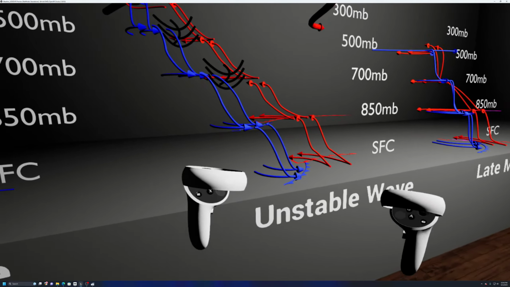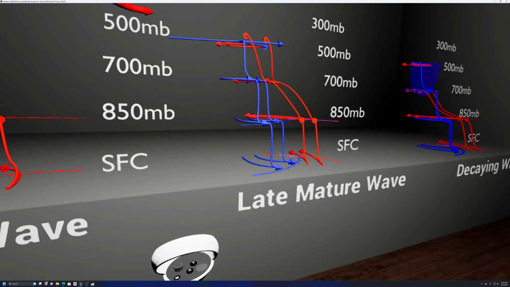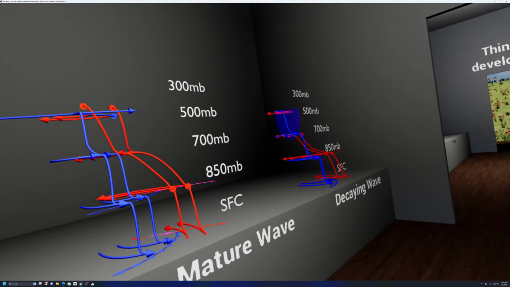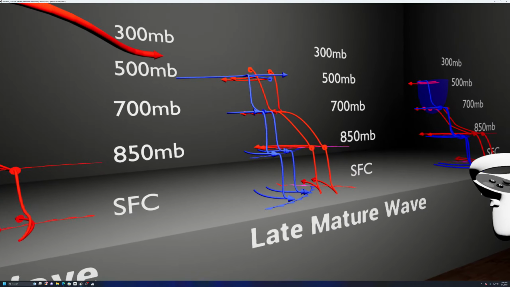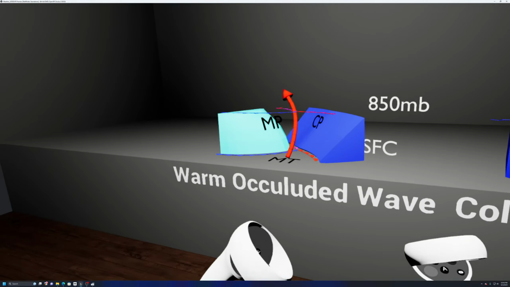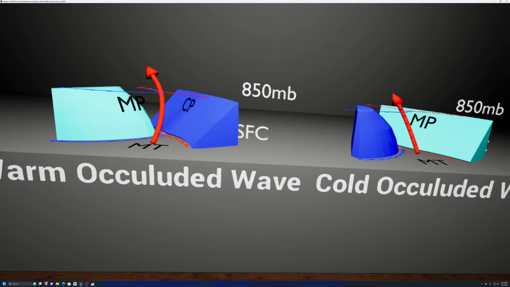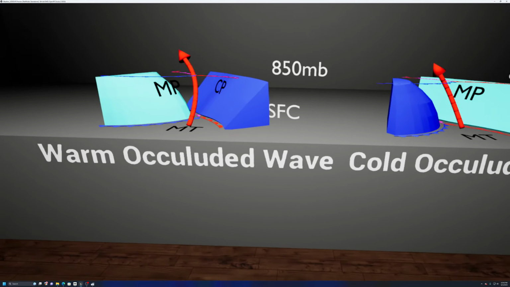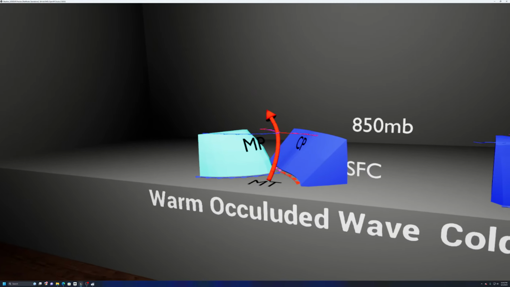Then Pedersen's rule happens, we get an unstable wave, and then I need to have an early mature wave, then a late mature wave, and then a decaying wave, and an entire process to that I'll talk about at a different time. And then we have the warm occluded wave and cold occluded wave. I need to separate these a little bit. I'm just noticing that. I'll separate them later.